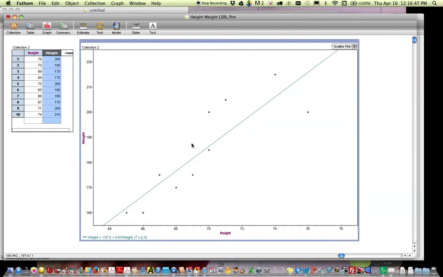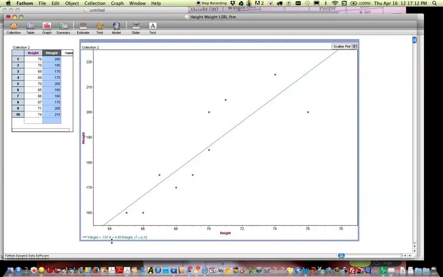Coming up with that equation is not something that I'm going to expect that you are ever going to do by hand. But the equation, if you look at it down there at the bottom of the screen, is negative 157.6 plus 4.91592 times x.